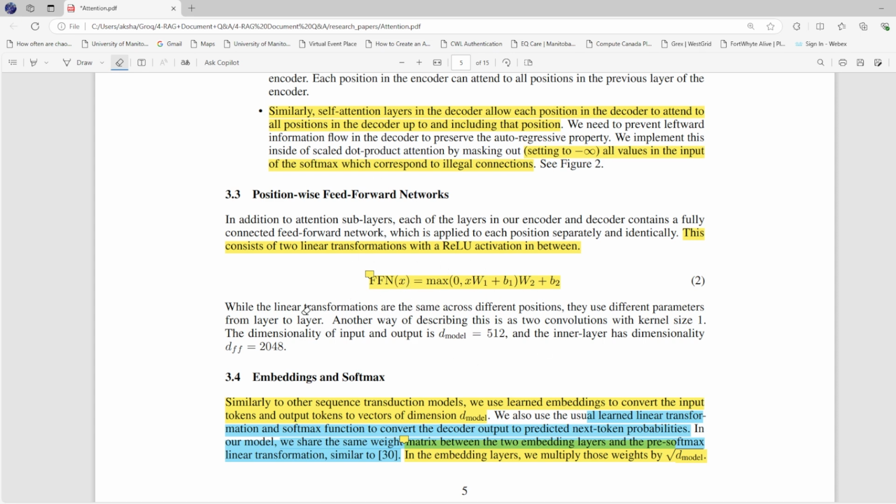And to give a little bit more detail, the dimension of the model is 512, but they say that the inner dimension, so one of the dimensions of this matrix W1, will be 2048. So that's some details.